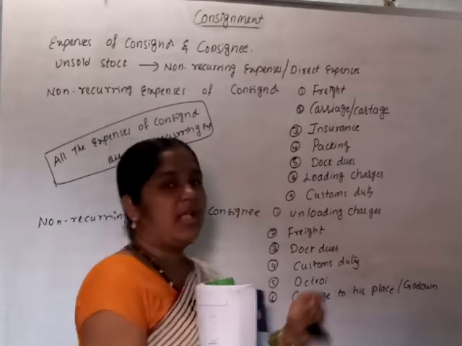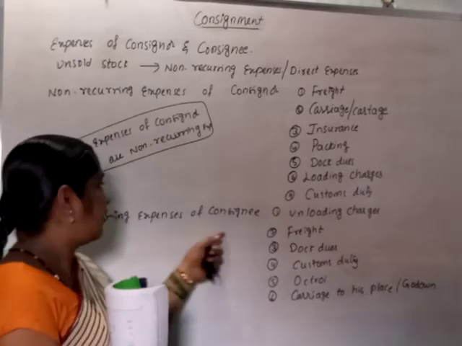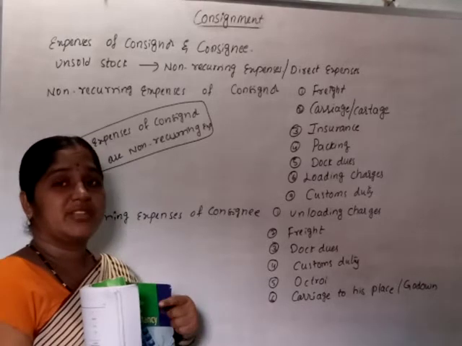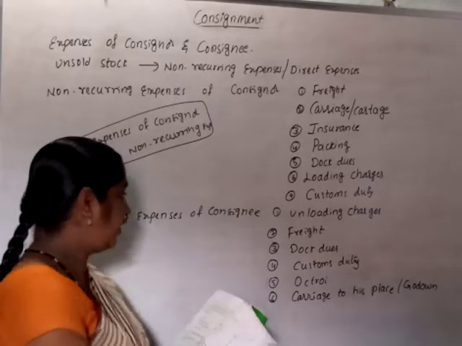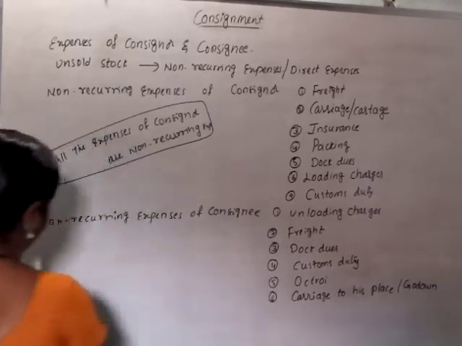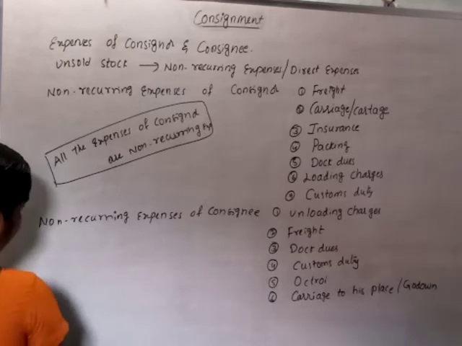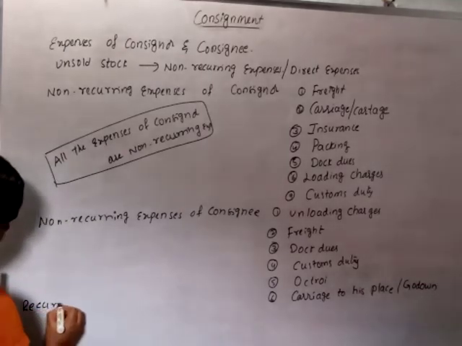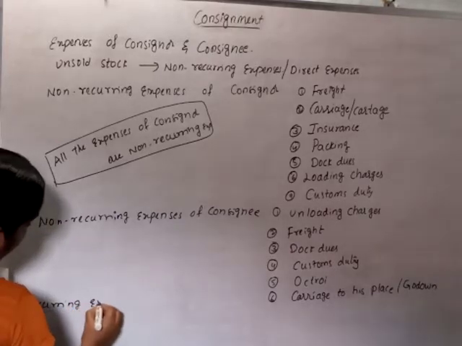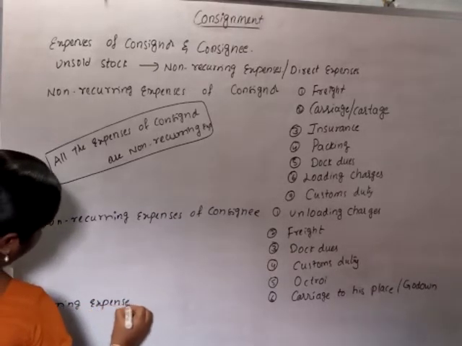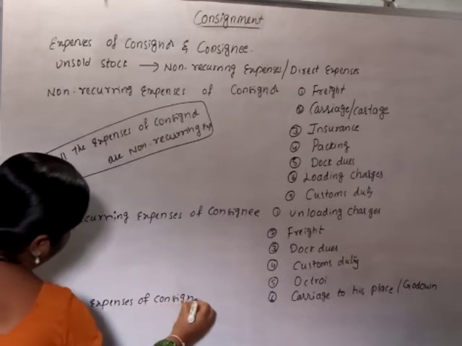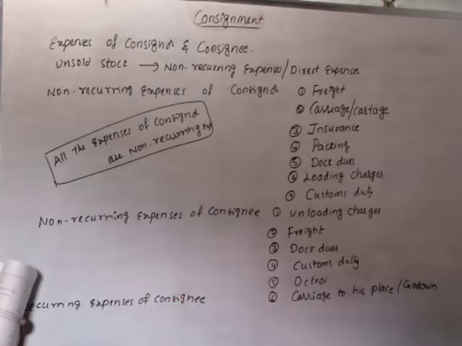But here the non-recurring expenditure of the consignee is nothing but all these only. And what are the recurring expenses of the consignee? Okay, what are they generally?